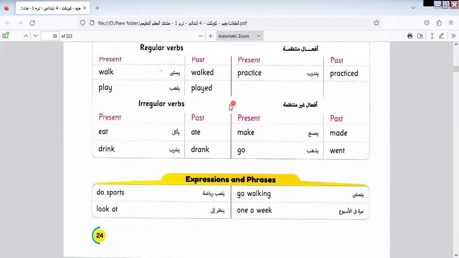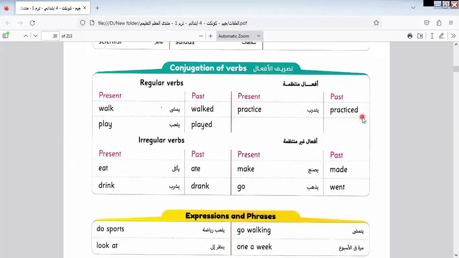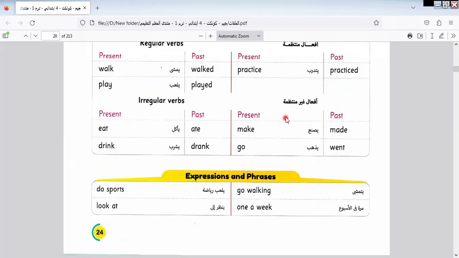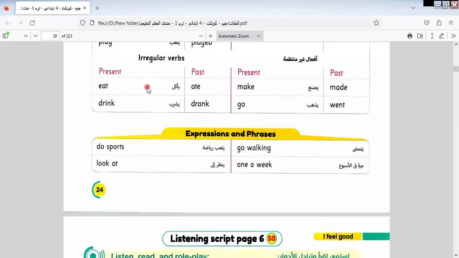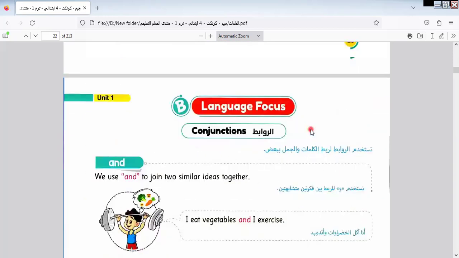Here we have conjugation of verbs. We have adding ed like this: walked, played, practiced. We have here the irregular verbs, as we told you, that must be kept, like eat, ate, drink, drank, make, made, go, went. Here we have some expressions also I would like you to know. Do sports, look at, go walking. Go, like, or play, go, like, or enjoy must be followed by a gerund like this, once a week, and so on. Let's go to continue.